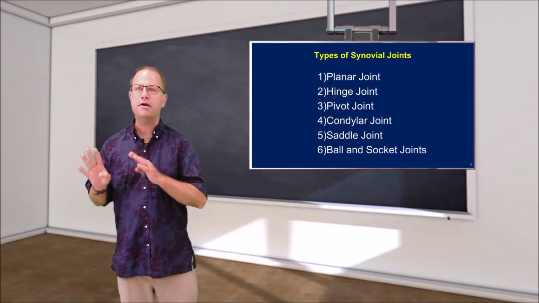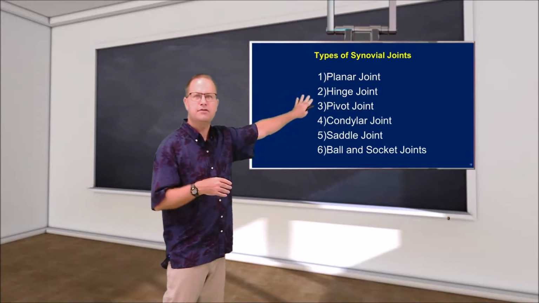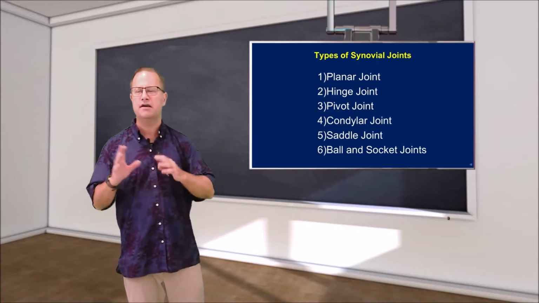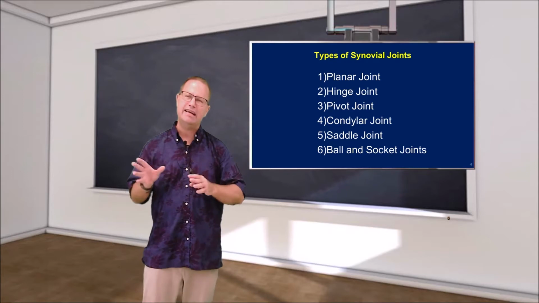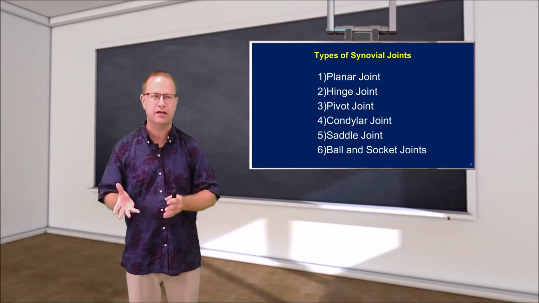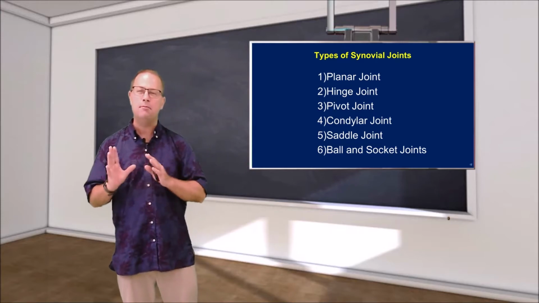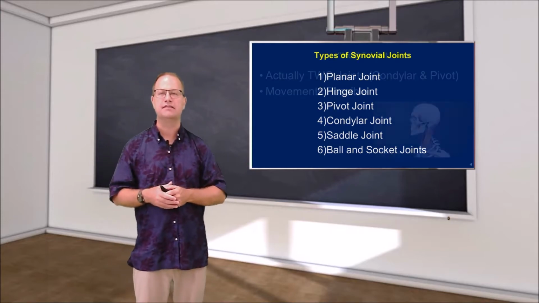All right, so we're going to talk about a few different joints in the body, and these joints can be classified as either planar joints, hinge joints, pivot joints, condyle joints, saddle joints. Again, I'm not going to go very far into the anatomy because this is an introductory class, but do realize that the anatomy of the joint sort of determines how mobile and how strong that joint is.